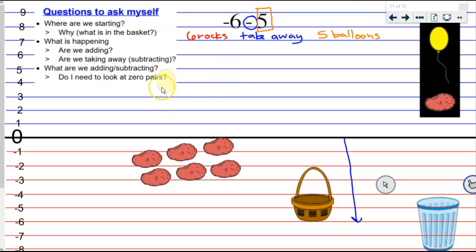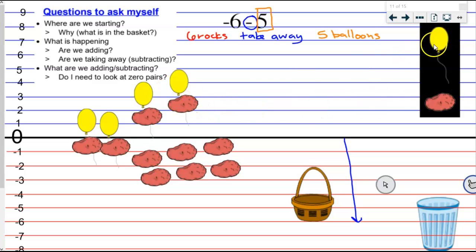Exactly. If I look at some zero pairs, can you now see some balloons in that basket? Yeah. So we need 5 balloons, which means I need to acknowledge that there's 5 zero pairs in there. So I'm going to get out those zero pairs. And now that I've acknowledged those zero pairs that are there, now I see my 6 extra rocks making it sink down to -6. I see all of these zero pairs, and now I have enough that I can take away these balloons.